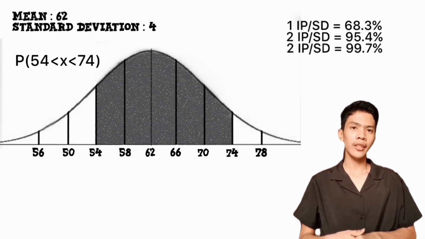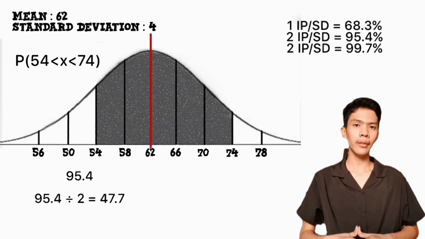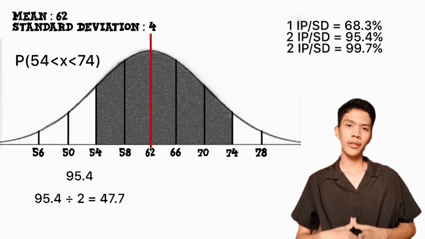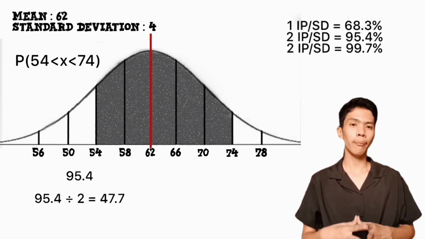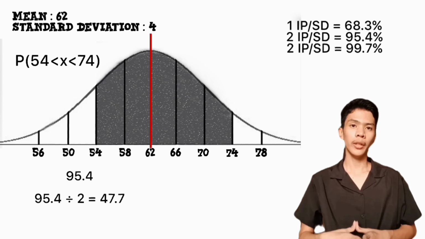First, let's get the shaded region in the first half of the distribution. The shaded part is the 2 inflection point. Since the 2 inflection point is equal to 95.4, we need to divide it by 2. So 95.4 divided by 2 is equal to 47.7.